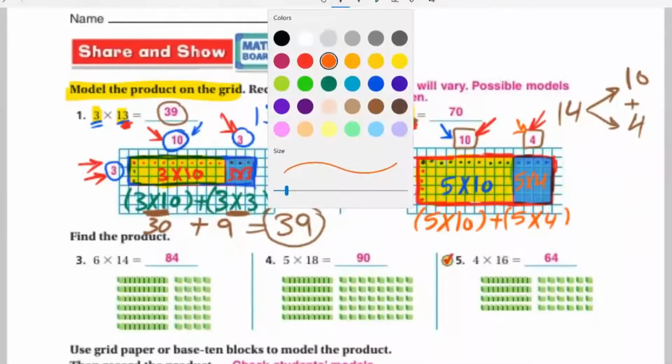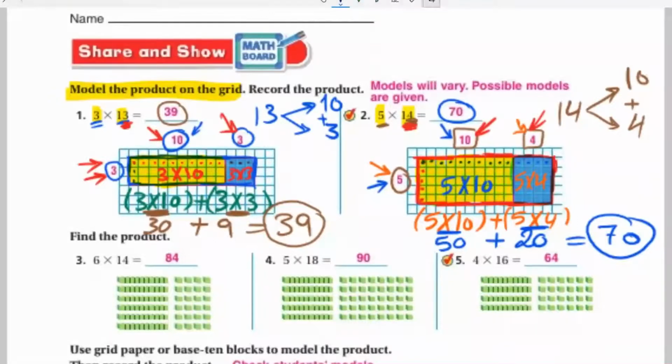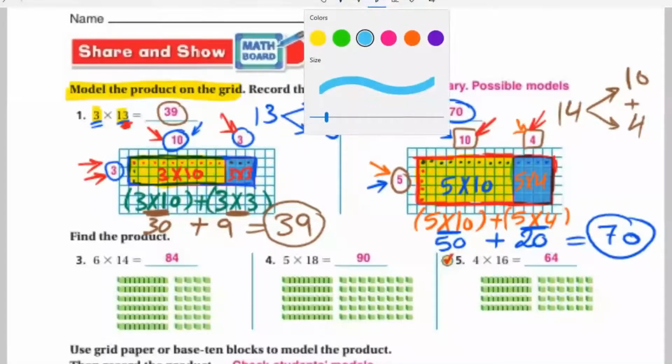Of course, we all know that 5 multiplied by 10 equals what? 50, right? With the plus sign as the same, 5 multiplied by 4 equals 20. After that, 0 plus 0 equals 0. 5 plus 2 equals 7. So the answer will be 70. Okay, now let's find the product using base 10 blocks.